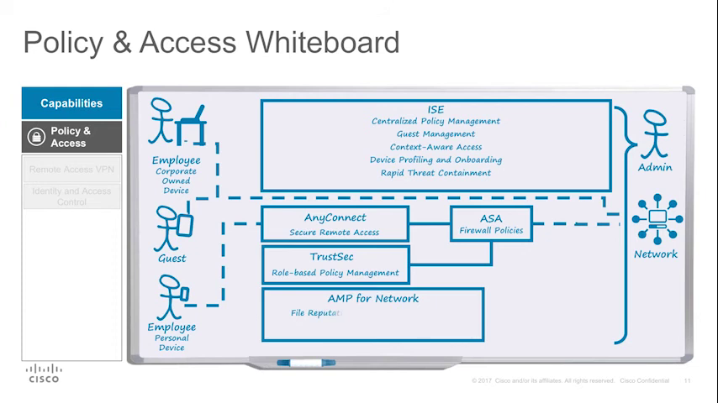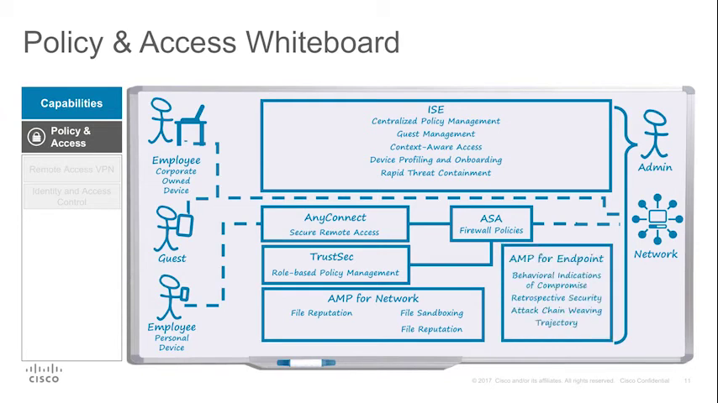AMP for Network, described in greater detail in the next technical module, includes the benefits such as file sandboxing and file reputation. And for devices on the network, AMP for Endpoint adds the advanced features of attack chain weaving, trajectory, and breach hunting. Each of these new features lowers potential impact of attacks through threat identification and analytics.